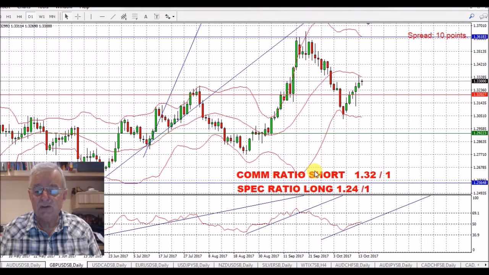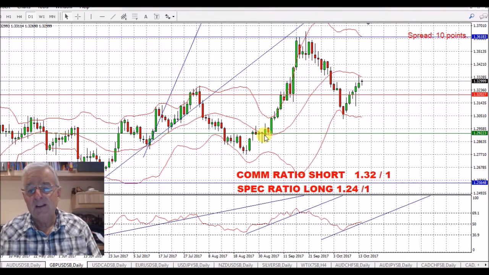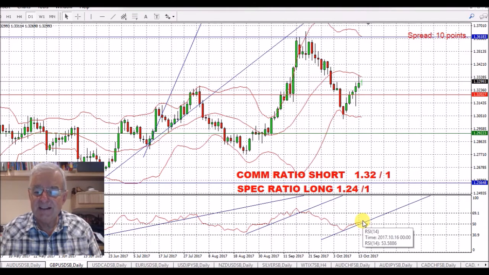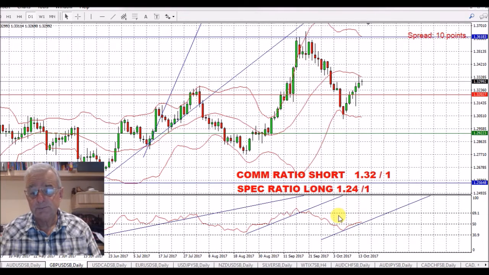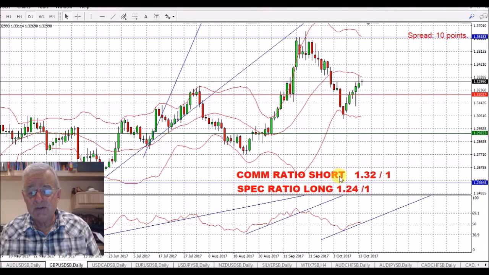Commercials ratio short of 1.32. This is the pound US dollar, sorry. We've put our trend line on and the RSI is creeping up it. I think this is going to turn down either today or tomorrow, maybe break through our trend line. As I said, we've got a commercial short ratio of 1.32 to 1.